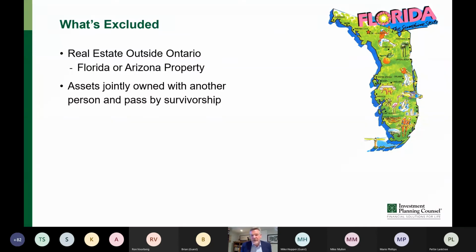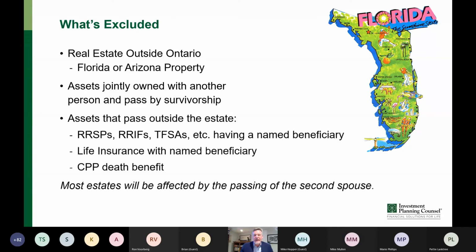Assets jointly owned with another person and passed by survivorship would also be excluded because it bypasses the estate. And other things like RSPs, RIFs, TFSAs that have a named beneficiary would also not be included. Life insurance with a named beneficiary, again, emphasizing the named beneficiary on these pieces, and CPP death benefit. So most estates will be affected by the passing of the second spouse.